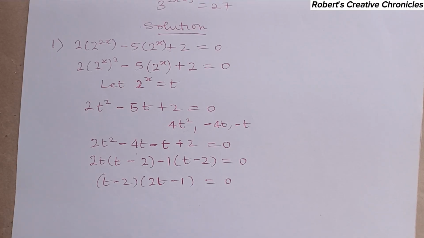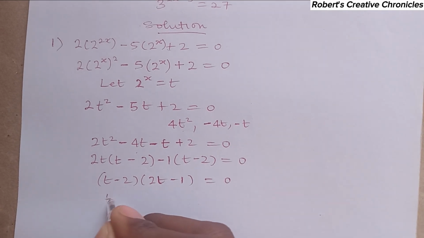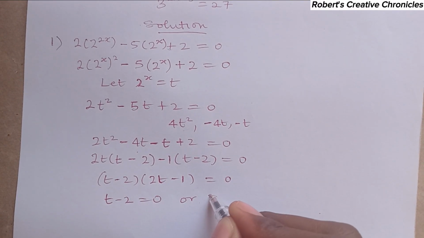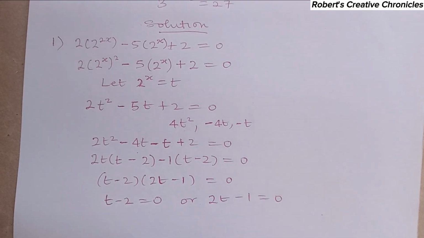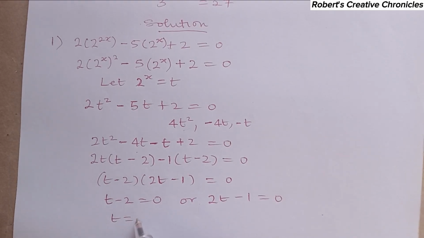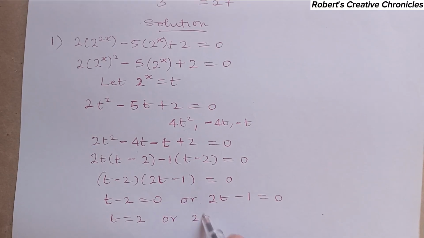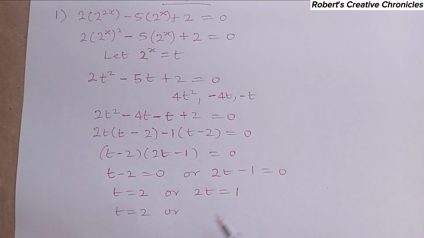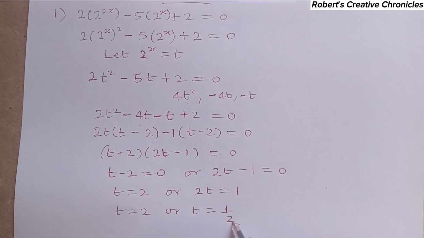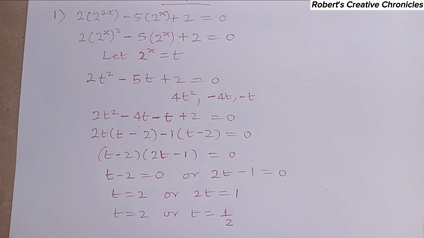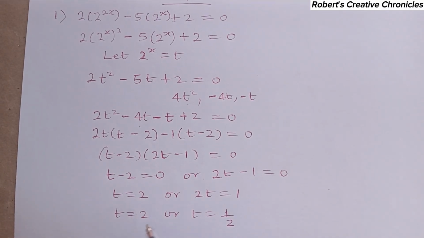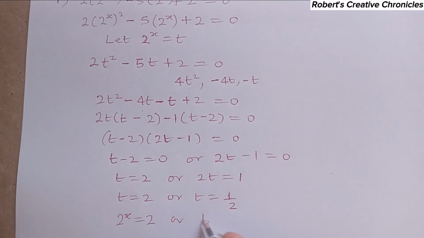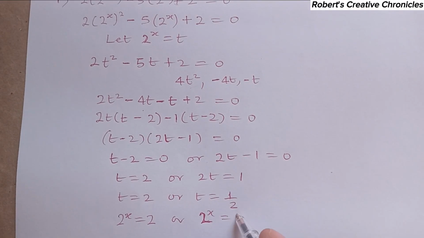So now we equate these two to 0. So it will be t minus 2 equals 0, or 2t minus 1 equals 0. Now this becomes t is equal to 2, or 2t equals 1. So this becomes t equals 2, or t equals 1 over 2. But remember that t is 2^x. So it will be 2^x equals 2, or 2^x equals 1 over 2.